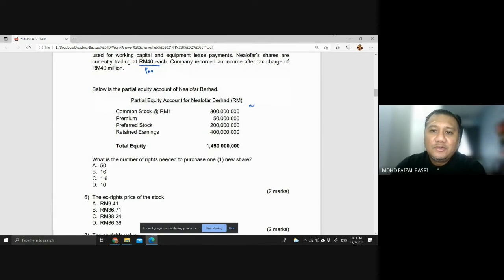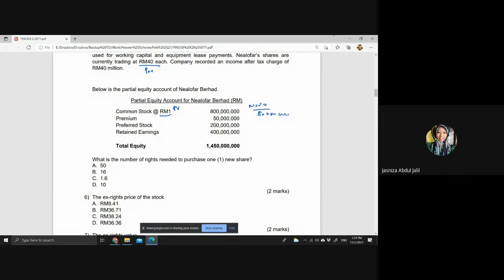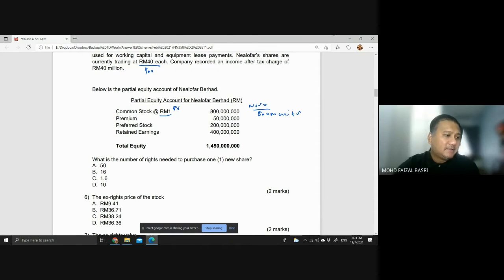So nak cari NOSO. Ingat tak cari NOSO? Okay, 100 million divide by par value. This is the par value. Remember, this is the par value. So NOSO dia adalah 800 million as well. Yeah. So we need the NOSO juga later. And this is all the numbers.